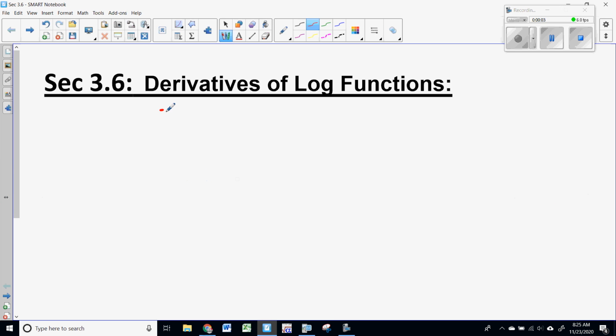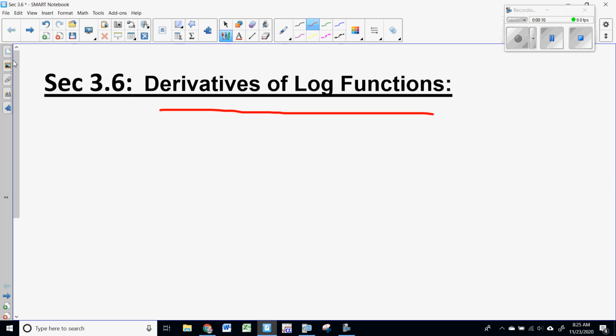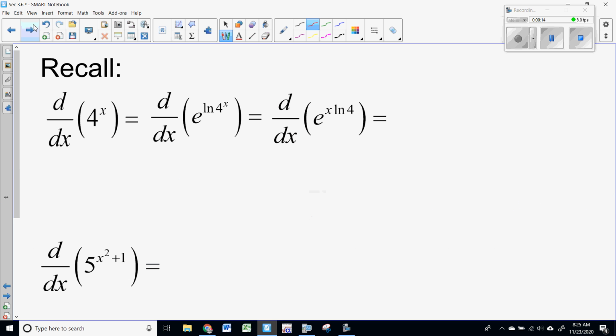Today we want to look at how to take the derivative of a log function. And to do this, we're going to have to use implicit differentiation that we looked at yesterday. Now, first, I want to look at something that we've already talked about, and that was how to take the derivative of 4 to the x.